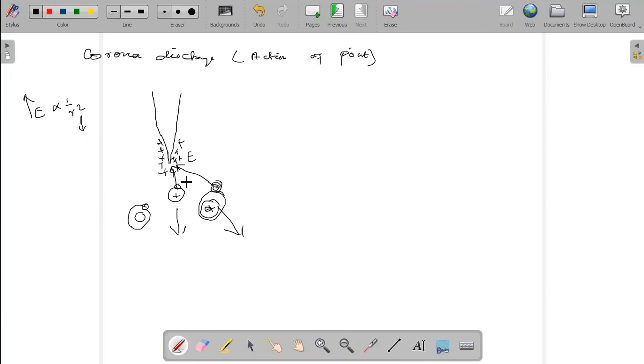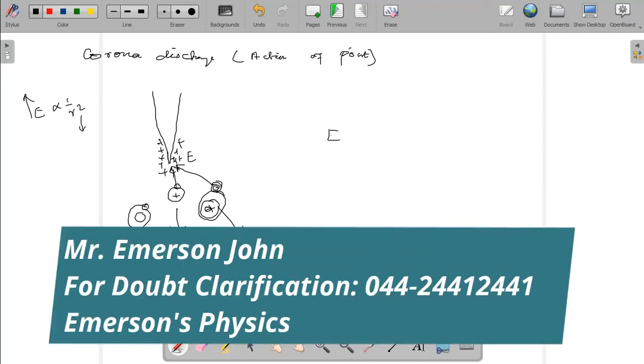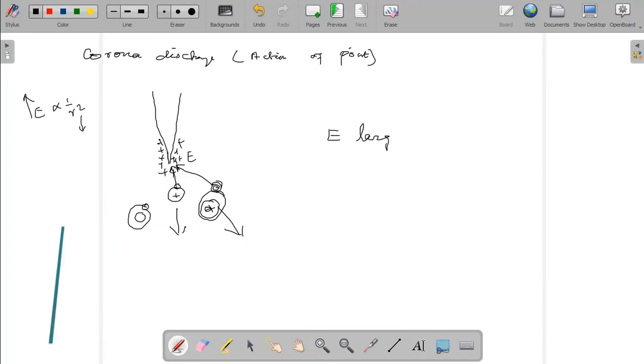So how can we write it? At the sharp edges, electric field is large. First point, electric field is large. Second point, at the sharp edge, positive charges were taken by the gas atoms, so large positive charge will be developed. Positive charges developed at the edges.